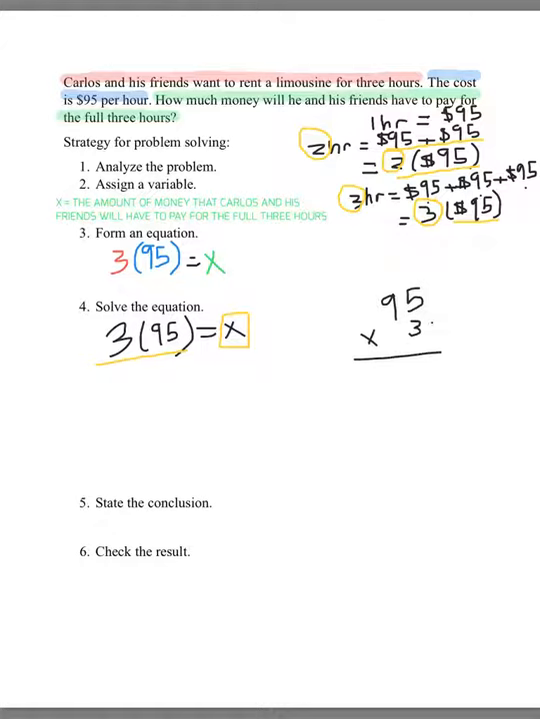We'll do 3 times 5, that's 15. We'll bring down the 5 and kick up a 1. Now 3 times 9 is 27. However, we have a 1 upstairs, so 27 plus 1 gives us 28. Therefore, 95 times 3 is equal to 285. Now we can bring down the x in our equation, and on the left-hand side, we'll have 285. The units for that are dollars, since we are paying with dollars here. So now we know x is equal to 285.